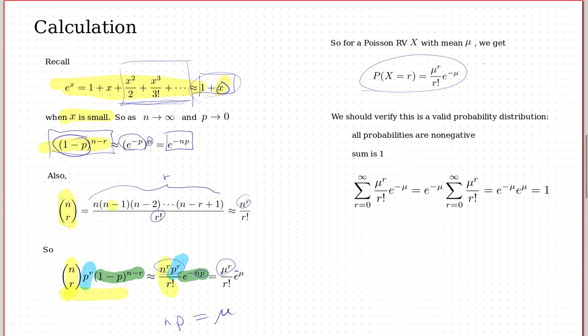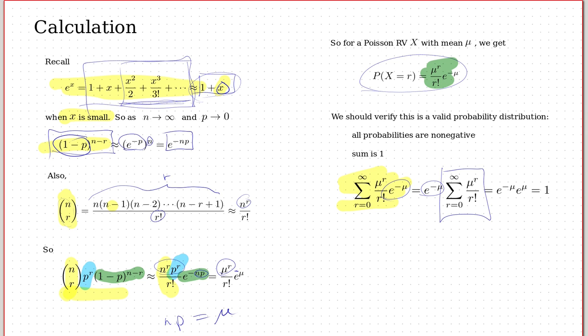And what does that mean? Well, we just have to check that the probabilities are all non-negative, which is pretty obvious. But we should also check that these numbers actually add up to 1, because probabilities do have to add up to 1. That turns out to be easy to do, because if you sum up all those probabilities from r goes to 0 to infinity, all the possible values of r, well, factor out the e to the minus mu.